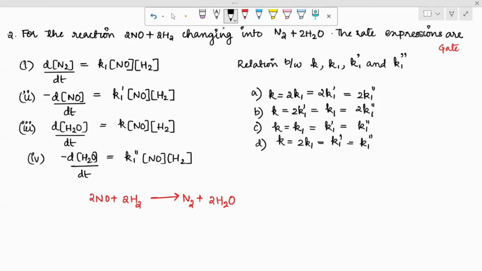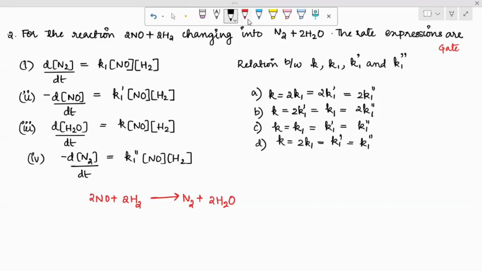All right. Oh, sorry, it's not N2, it's H2. Sorry, it is not H2, it's N2. Yeah. So this is how the equation is given.